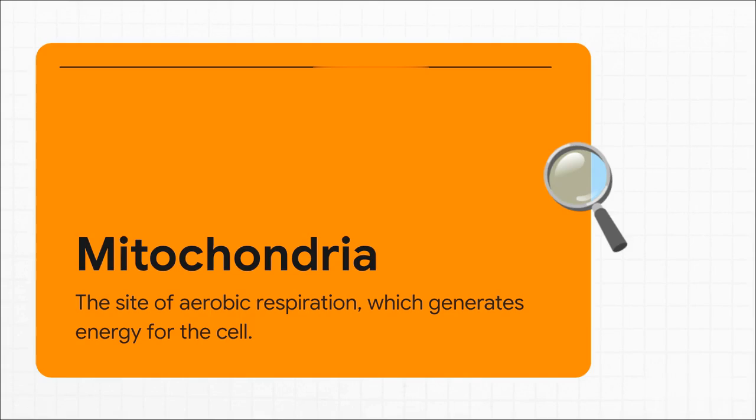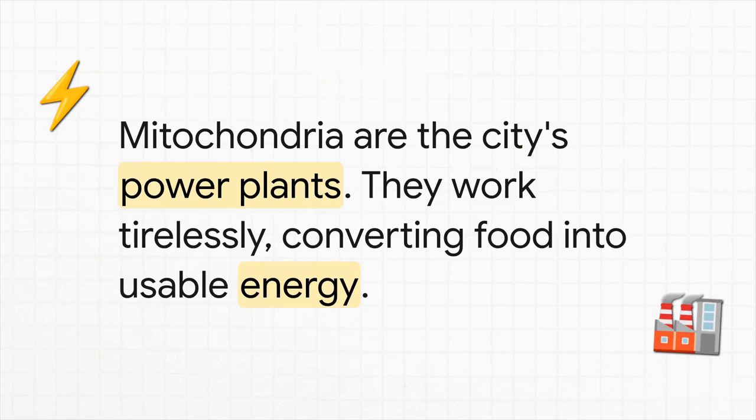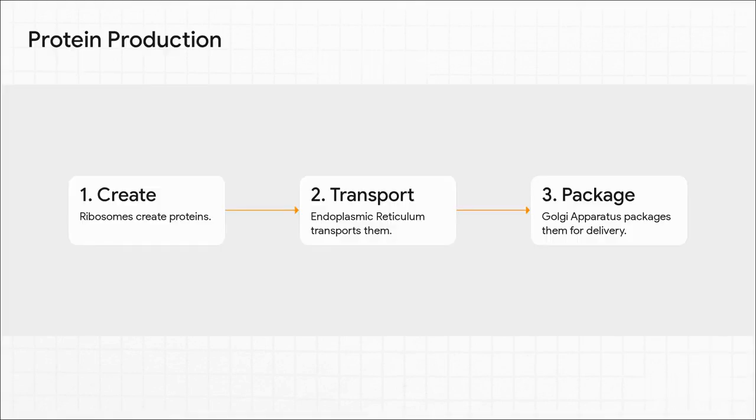Okay, no city can run without power. And inside the cell, that power is generated by these amazing organelles called mitochondria. This is where aerobic respiration happens. And all that is really is a super efficient chemical reaction that takes glucose, sugar basically, and turns it into a special energy molecule called ATP that the cell can actually use, which makes mitochondria the power plants of our city. They are working 24/7, converting fuel into usable electricity or energy to keep all the lights on and all the factories running. It's why cells that do a lot of work, like your muscle cells, are absolutely packed with thousands of these things.